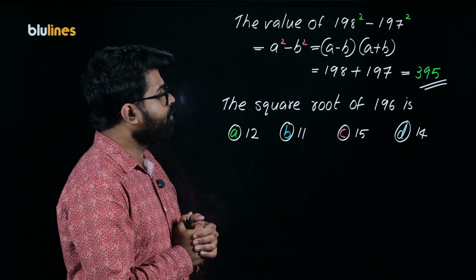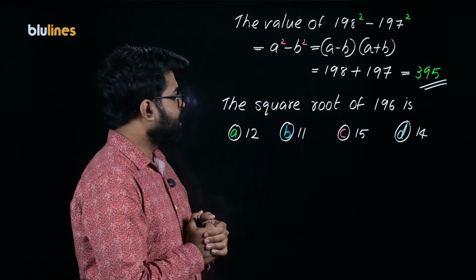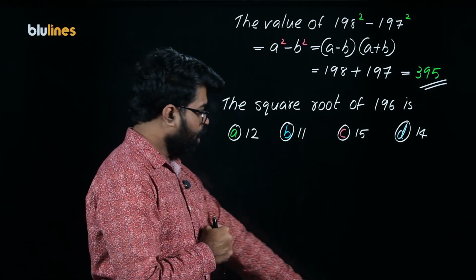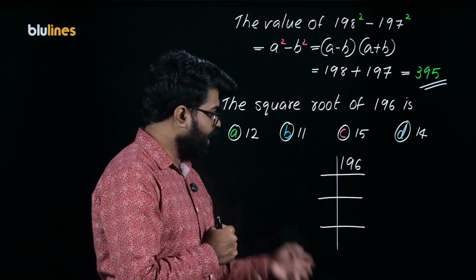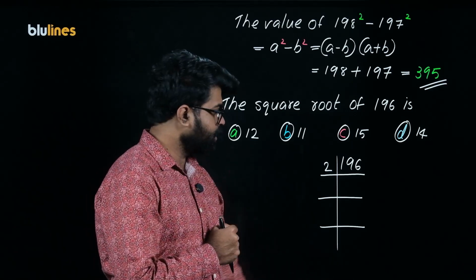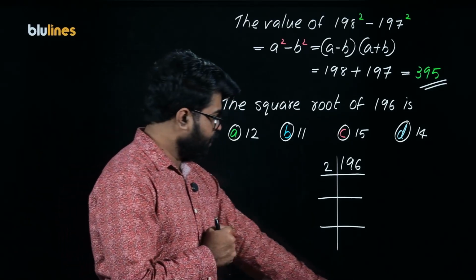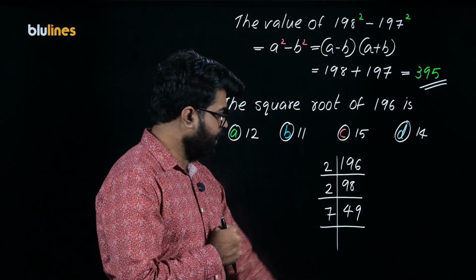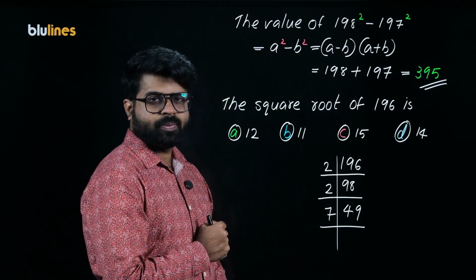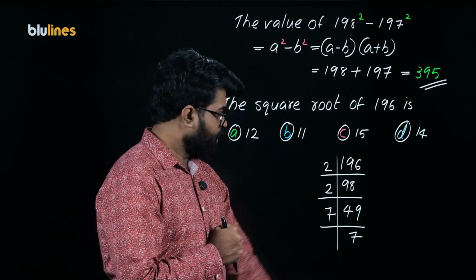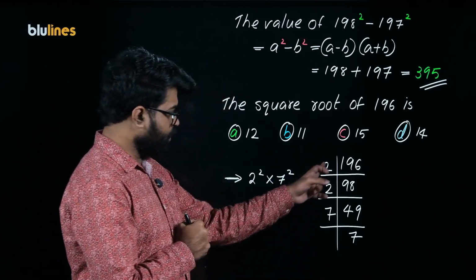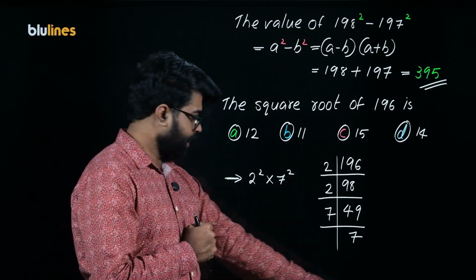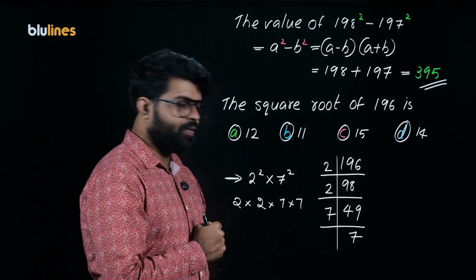The square root of 196 is, among this we have 12, 11, 15 and 14. So on prime factorization, 196 on division with 2 is equal to 98. Again on 2 we have 49, and 49 we can express as 7 multiplied with 7. So we have two 2's. So 2 square multiplied with 7 square, right? So 2 into 2 into 7 into 7.